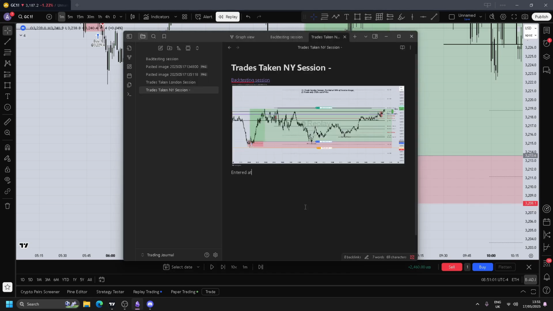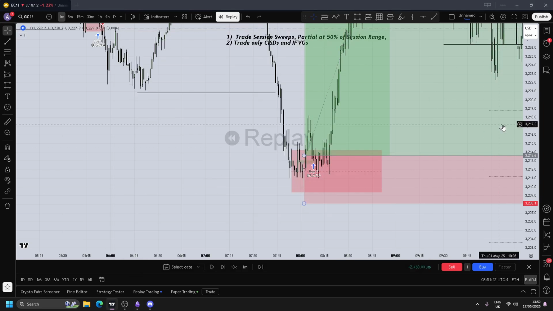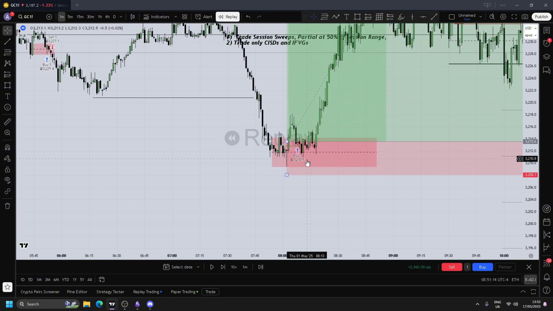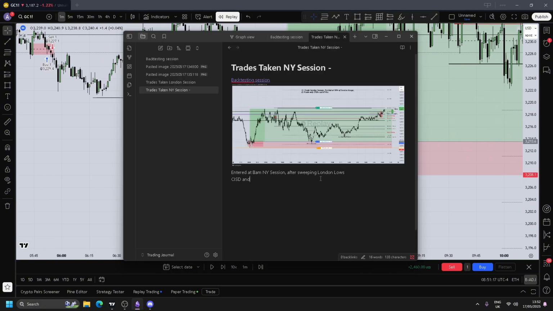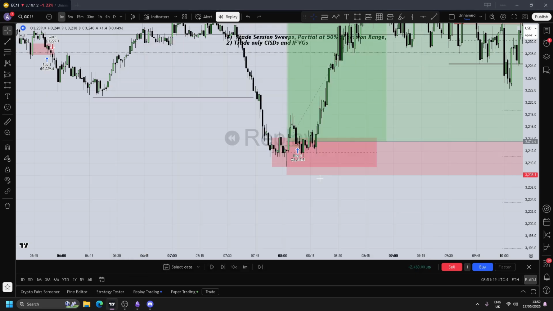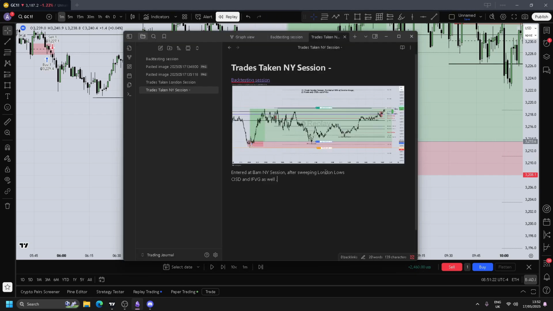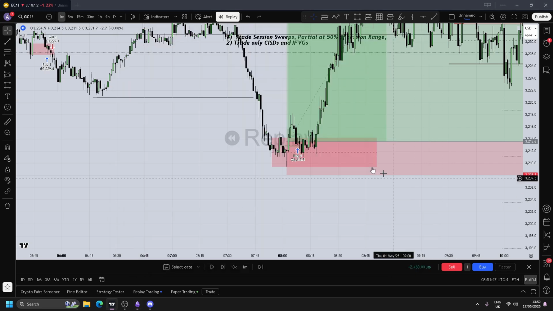We entered at the 8 a.m. New York session after sweeping London lows. So after sweeping London lows, what else happened? Right here we have the CISD and IFVG as well. It was acting as a BPR as well, so I'll just count that as well. IFVG counted as a BPR as well. Trade held pretty well, and the strength of the upside wasn't enough to go towards the Asia session EQ. There you go. So that's basically what I did for the journal.